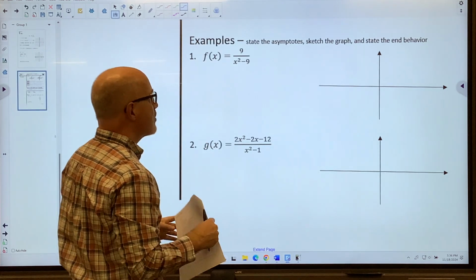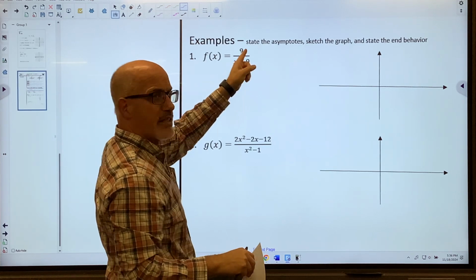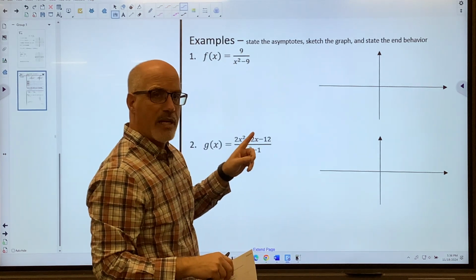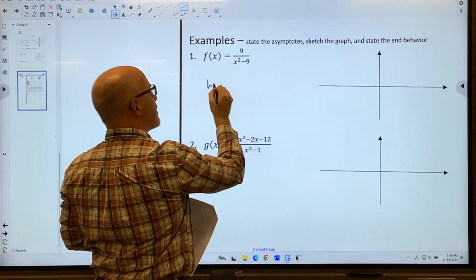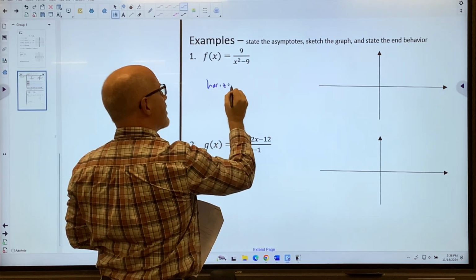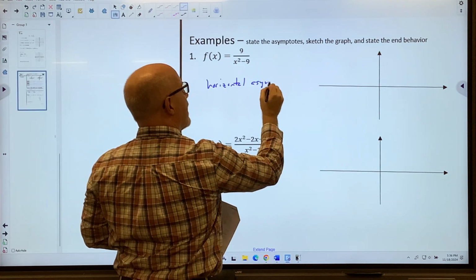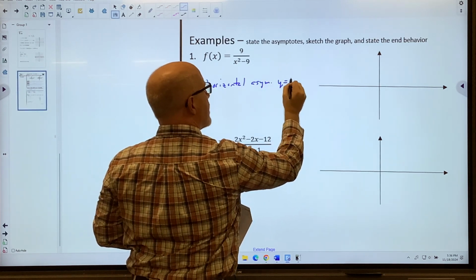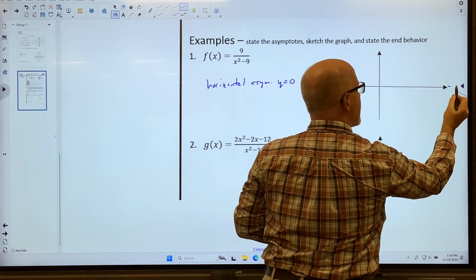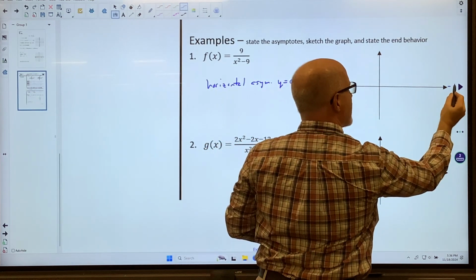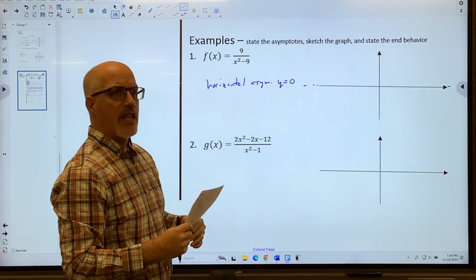So for 9 over x squared minus 9, notice that the degree on the top is less than the degree on the bottom. So this means my horizontal asymptote is going to be y equals 0. So this will just be a dotted line here as on this problem, okay? So for that one. All right, now, we want to get the vertical asymptotes.